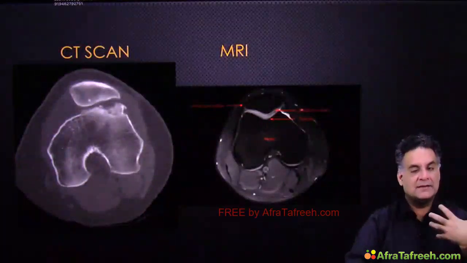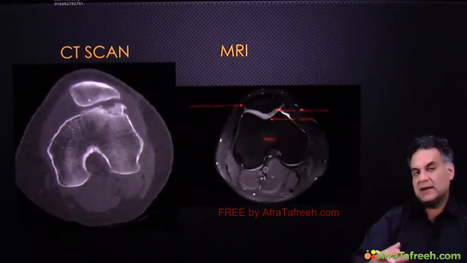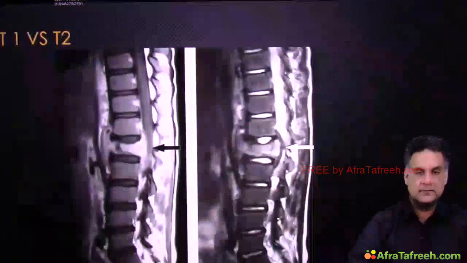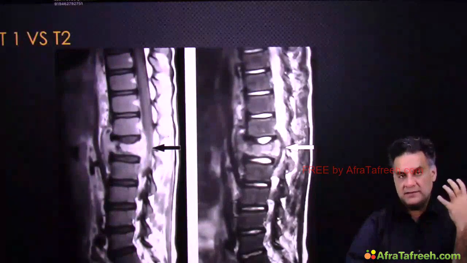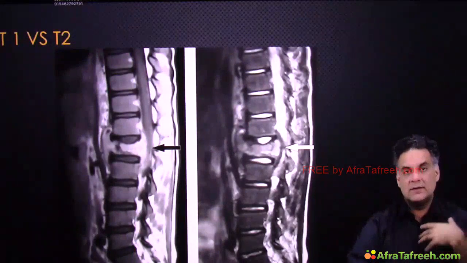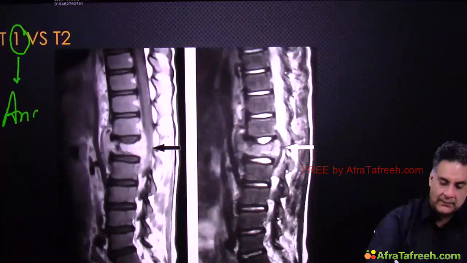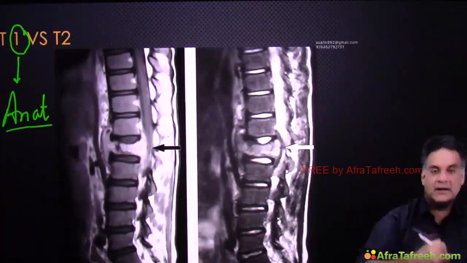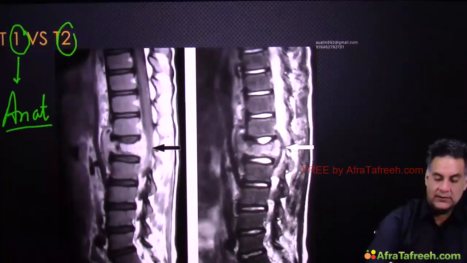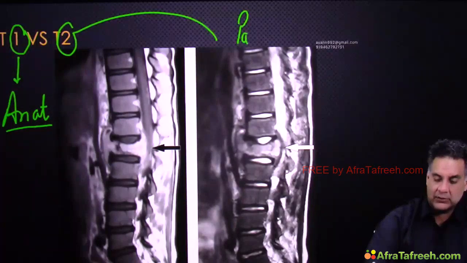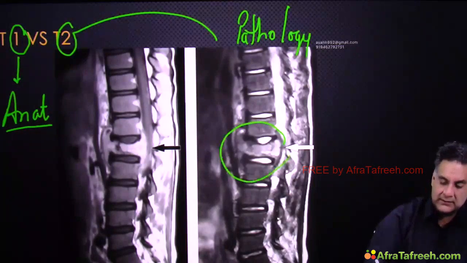CT scan is white, showing calcification and cortex. MRI is darker. MRI has two images, T1 and T2. T1 has one in it. First prof subject, anatomy: T1 will show me anatomy. T2, second prof subject, pathology: it will show me the disease.